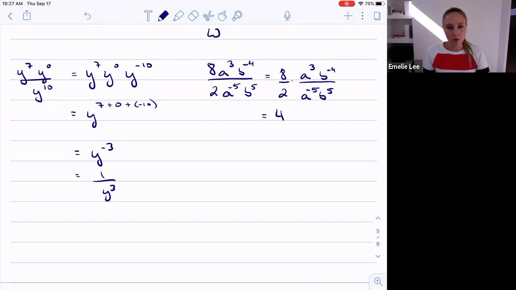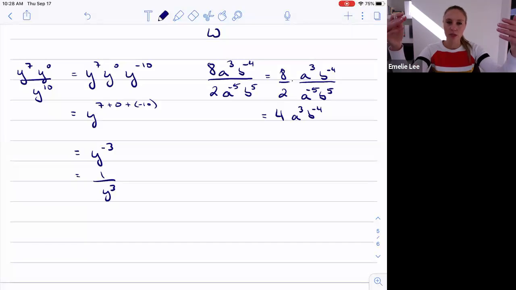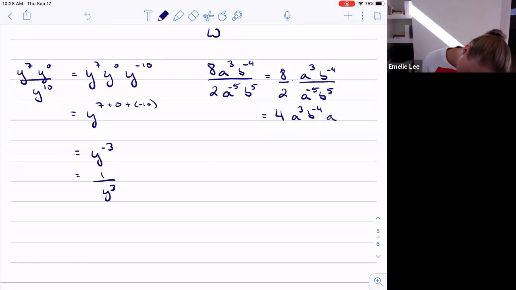And then what I'm going to do is write the denominator with a negative power and bring it up top. So I'll write the numerator out as it is: a to the power of 3, b to the negative 4, times a to the negative 5, because whatever the power is, I have to make it negative in order to bring it upstairs. So I've got a to the negative 5 and b to the negative 5.